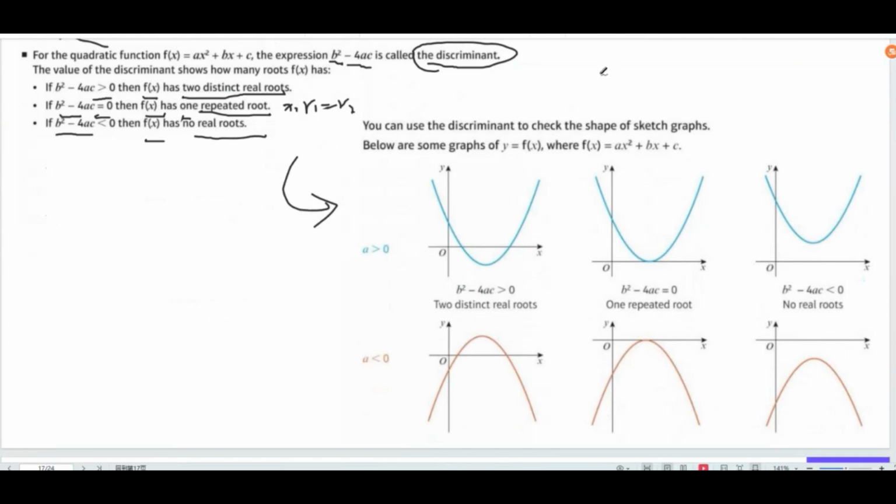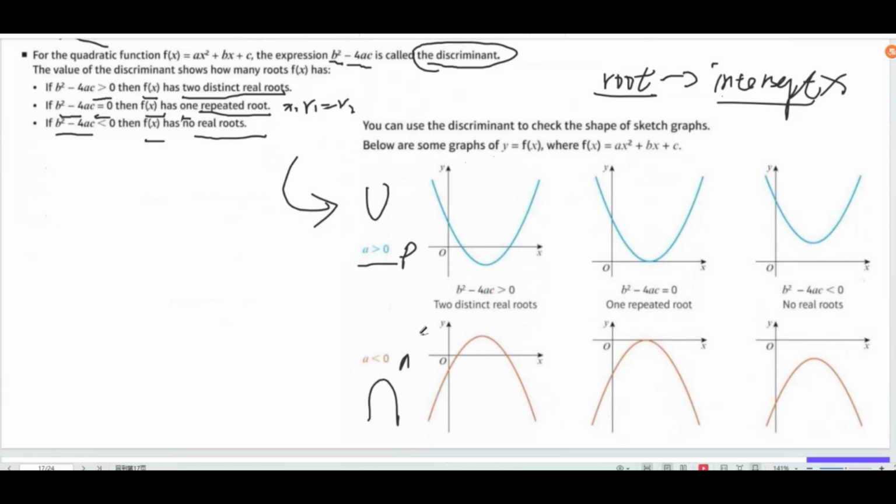So first we have to understand the root. What does the root mean? The roots can be identified as the intercepts with the x-axis. If a is greater than 0, meaning a is positive, the graph looks like a U, right? If a is less than 0, meaning a is negative, the curve looks like an n, right? So root means intersecting with the x-axis.